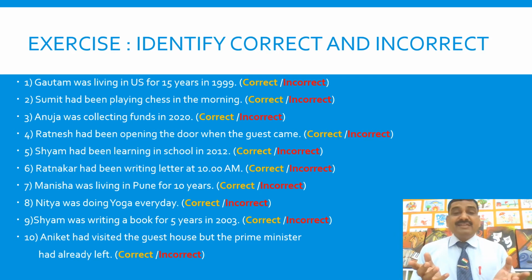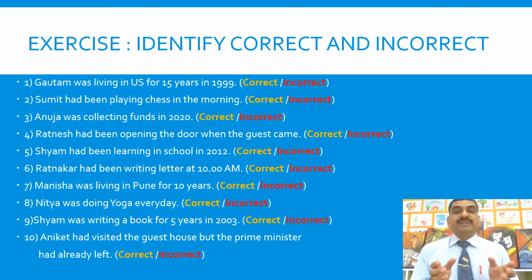Sham had been learning in the school in 2012. Ratnakar had been writing a letter at 10 a.m. Manisha was living in Pune for 10 years. Nitya was doing yoga every day. Sham was writing a book for 5 years in 2003. Aniket had visited the guest house, but the Prime Minister had already left. You must have answered all the questions. Let us see the answers now.